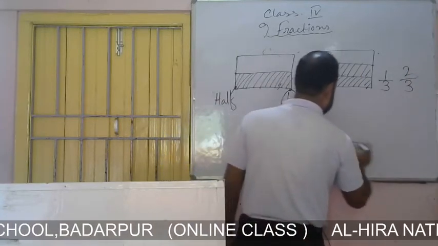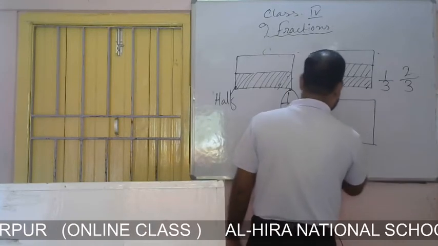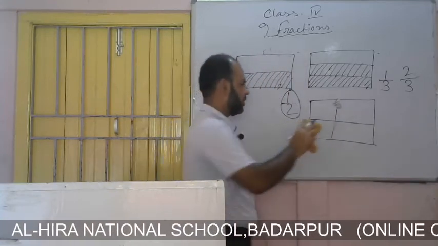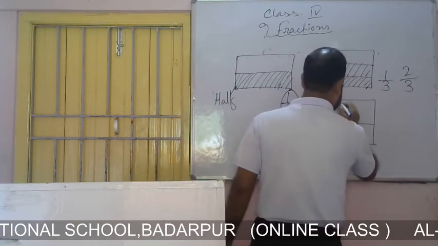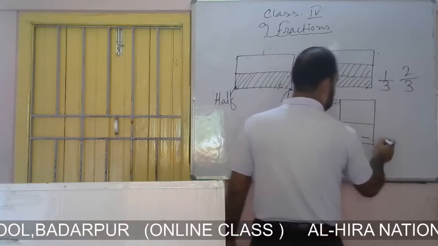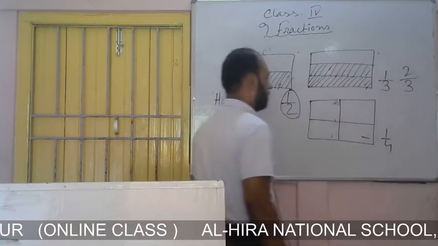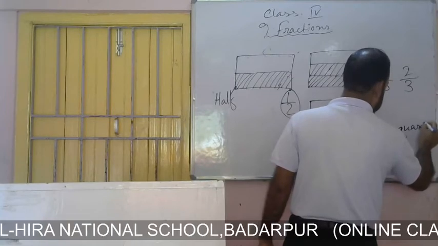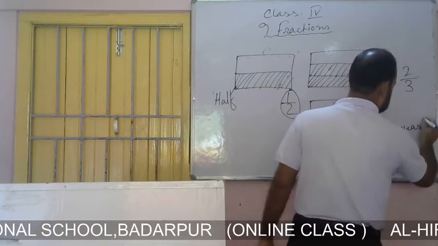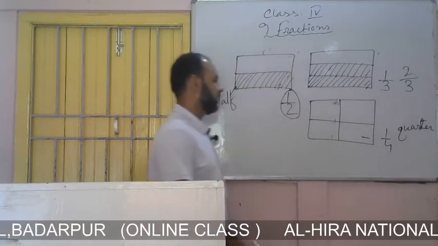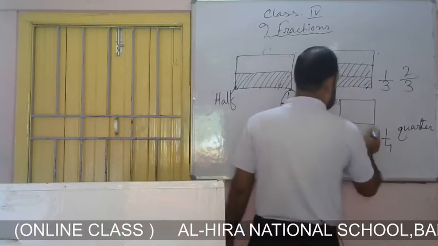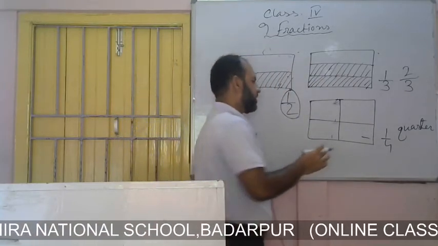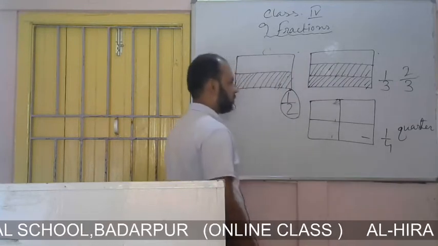If we divide the same rectangle into four equal parts, each part is called 1 by 4 or quarter part. So, quarter means if we divide anything into four equal parts, each part is called a quarter part or quarter.